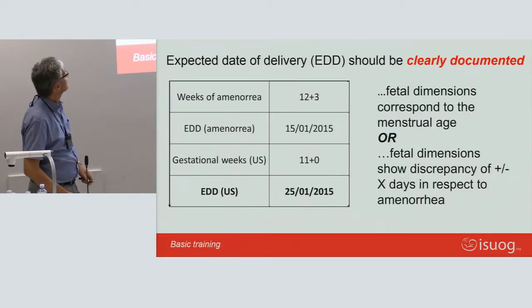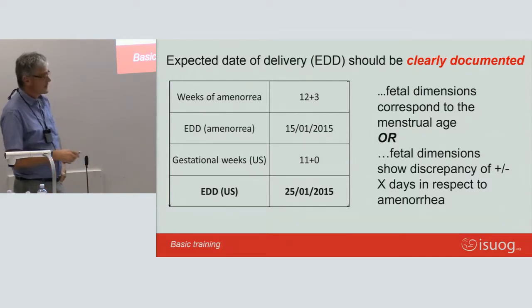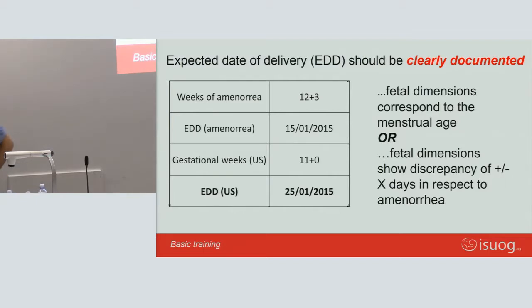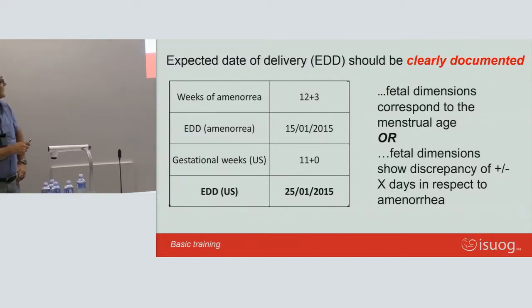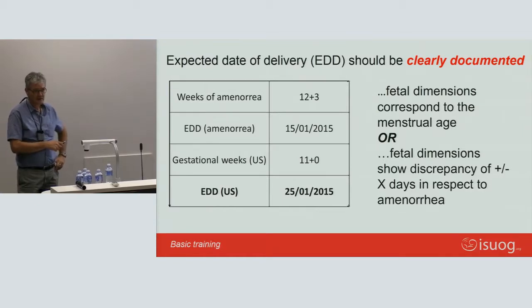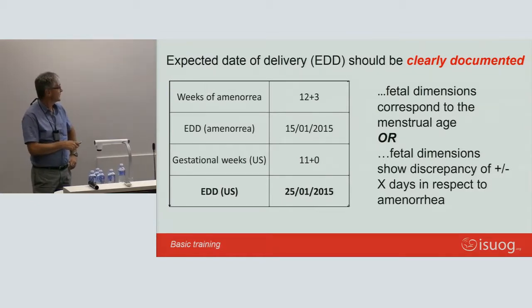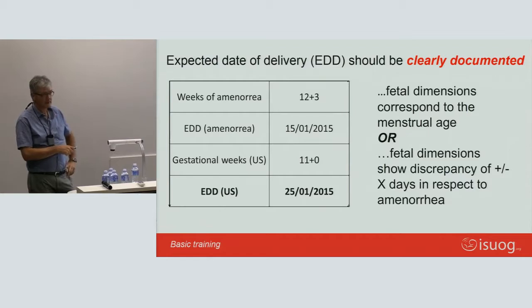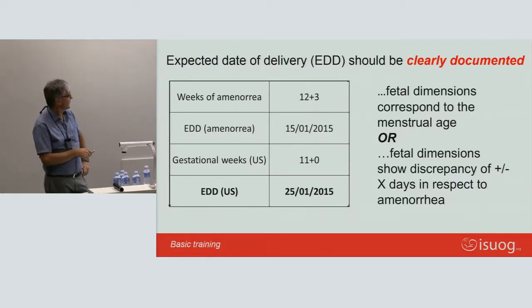Okay. Right, so this is a nice example of all of that. Now I must just stand here so that I can see. So she now has 12 weeks, 3 days of amenorrhea. EDD is the 15th of January. On ultrasound, we see gestational age is 11 weeks. The ultrasound EDD is now the 25th of January.